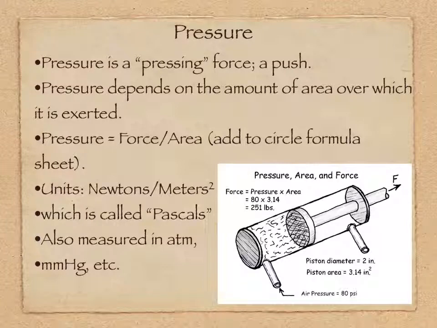As I mentioned, the units are newtons over meters squared, force over area. Newtons over meters squared is given a special unit of its own, which is called pascals. Bullet point 5, write that down. Pascals is newtons divided by meters squared.